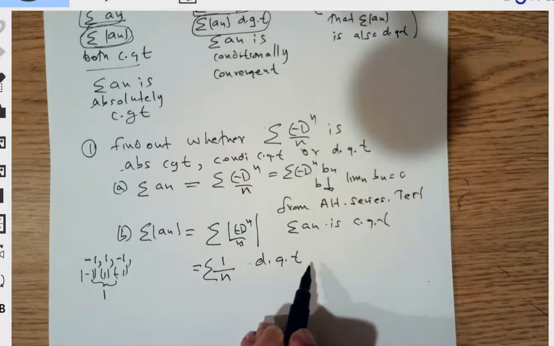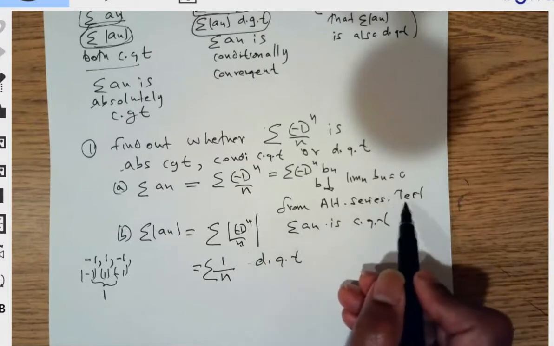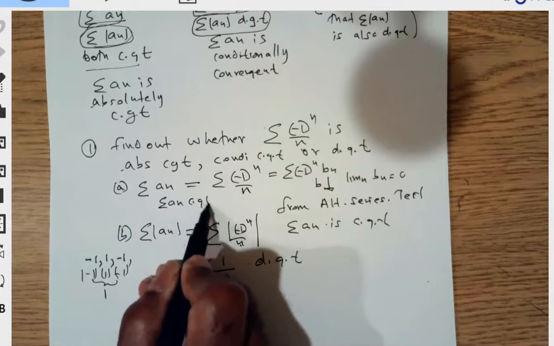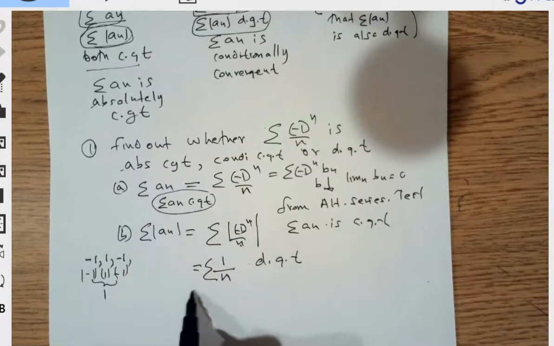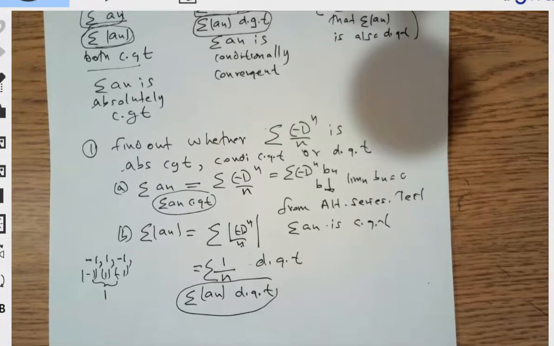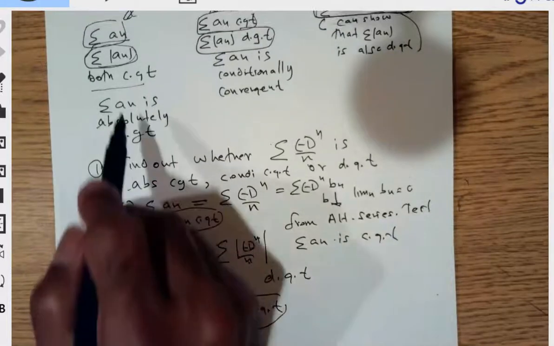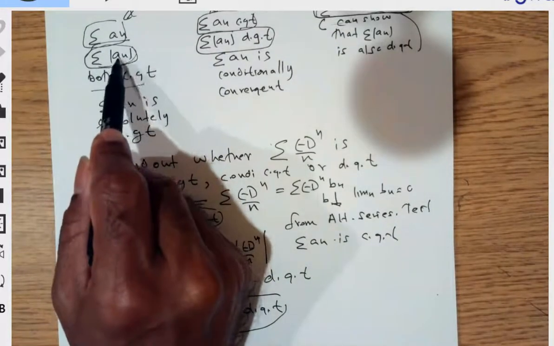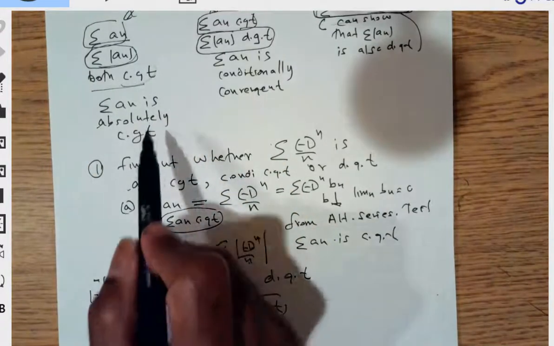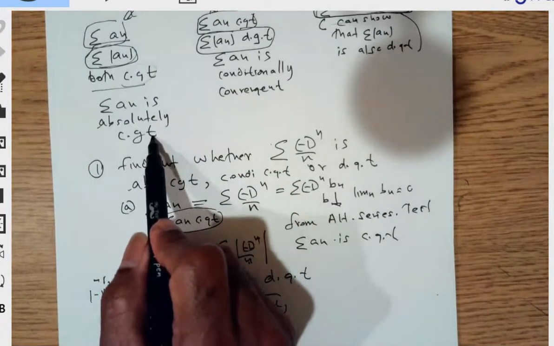So sigma an is convergent, but sigma absolute value of an is divergent. Now all you do is check which branch this belongs to. So this branch is when sigma an and sigma absolute value of an are both convergent. So that's not that. So it's not absolutely convergent.